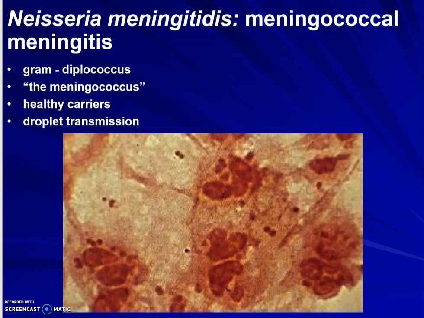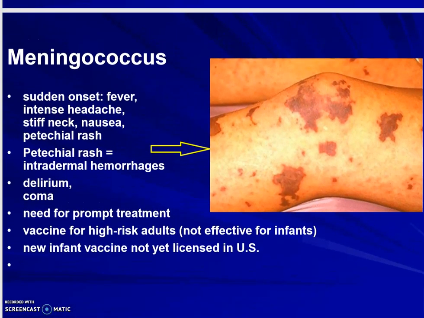There are healthy carriers. You do have transmission by droplets, so sneezing, coughing could transmit. Here, somebody with a bad case of meningococcal disease. So here you would have the typical petechial rash that you see here. So the blood vessels are broken and you can see the blood underneath the skin kind of shining through. So you have these intradermal hemorrhages. Very typical symptoms would be high fever, intense headache, the stiff neck, the nausea, petechial rash, and then it could lead to delirium, eventually coma, and you could die. There's a need for very prompt treatment, but there is also a vaccine for high-risk adults available.